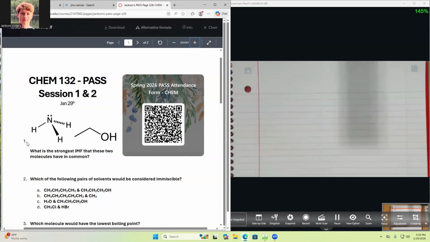You'll be all right. So the first thing I'm asking here is what is the strongest IMF that these two molecules have in common? Anyone want to say what an IMF is? Intermolecular force. Yeah, inter meaning between different ones, so not within the same molecule. And it's a force that is not a direct bond between them. So it's not like these lines that are connecting, showing bonded atoms.